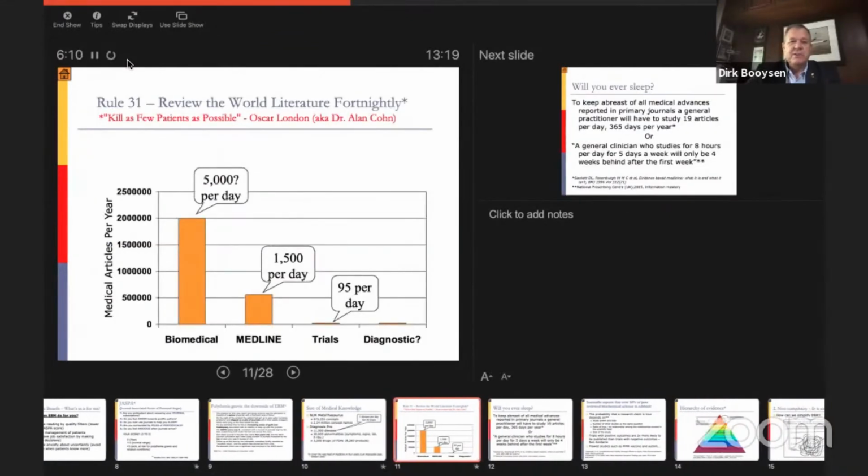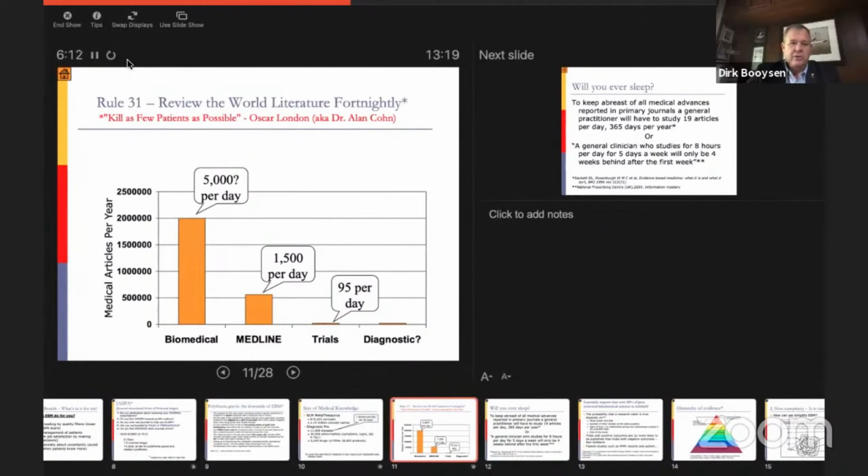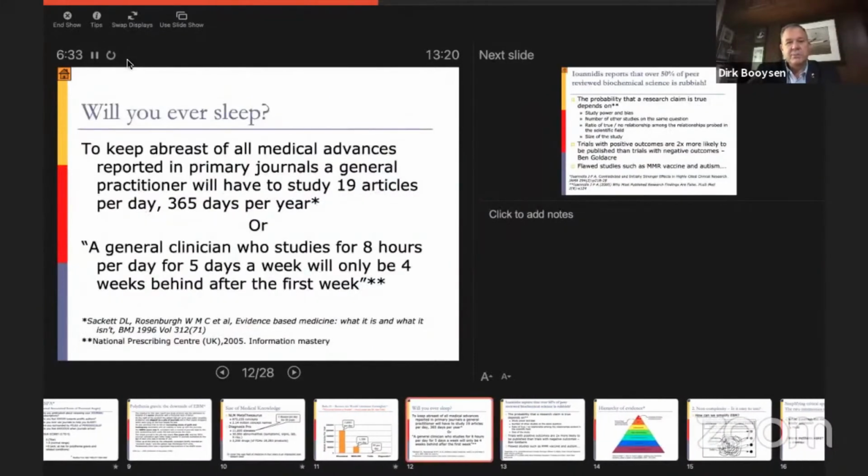Have a look at what's published in the world on a fortnightly period. So if you look at biomedical journals, there's 5,000 journal articles per day published in the world, and Medline 1,500. In trials, there are roughly 95 trials per day. So you're going to now start seeing how hard it is to keep up to date with what's going on in research. So will you ever sleep?